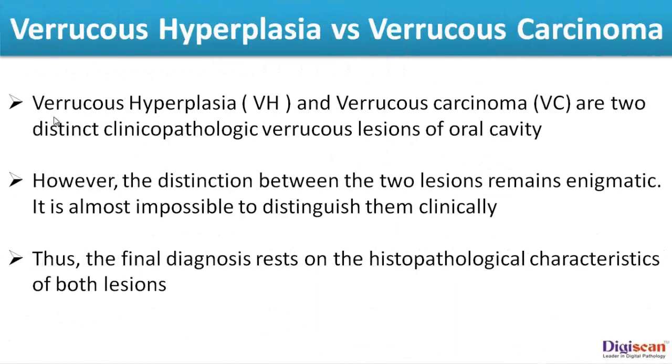Verrucous hyperplasia and verrucous carcinoma are two distinct clinico-pathological verrucous lesions of the oral cavity. However, the distinction between these two lesions remains enigmatic. It is almost impossible to distinguish them clinically. Thus, the final diagnosis rests on the histopathological characteristics of both lesions.